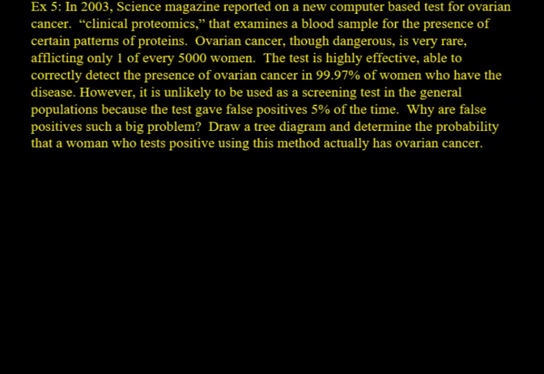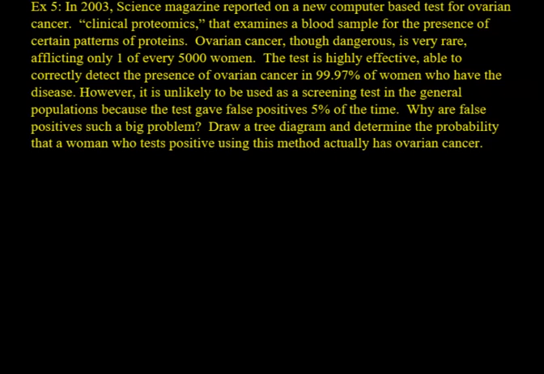Example 5. In 2003, Science magazine reported on a new computer-based test for ovarian cancer, clinical proteomics, that examines a blood sample for the presence of certain patterns of proteins. Ovarian cancer, though dangerous, is very rare, afflicting only 1 of every 5,000 women. The test is highly effective, able to correctly detect the presence of ovarian cancer in 99.97% of women who have the disease. However, it's unlikely to be used as a screening test in the general population because the test gave false positives 5% of the time.